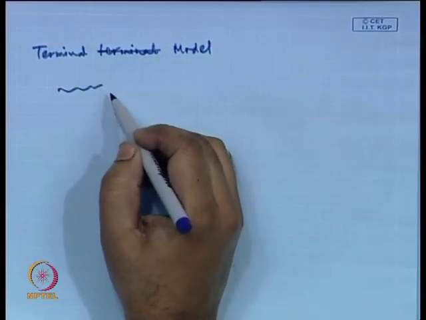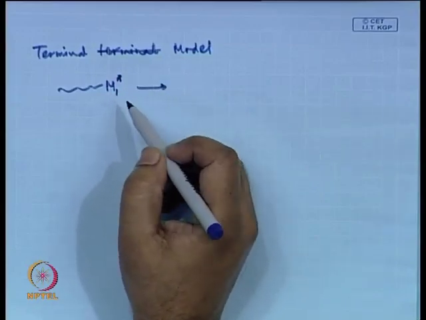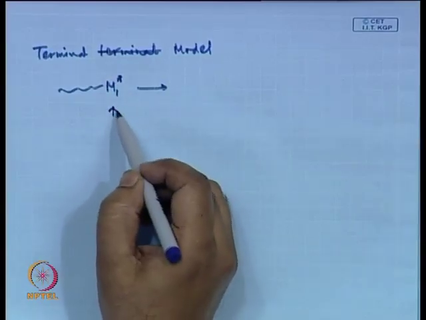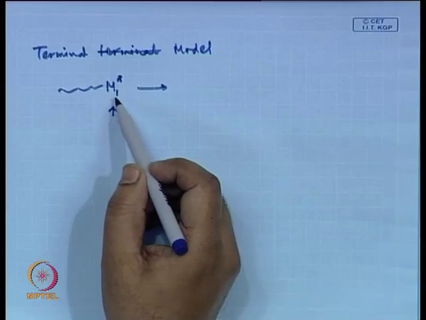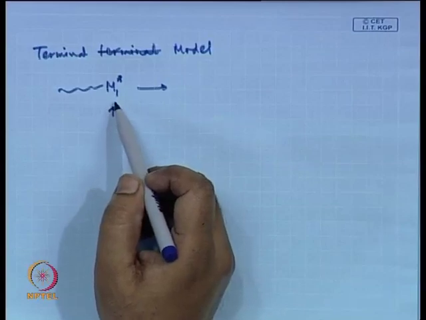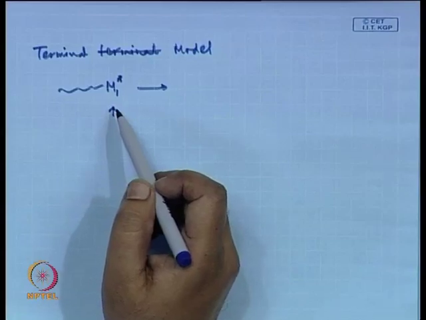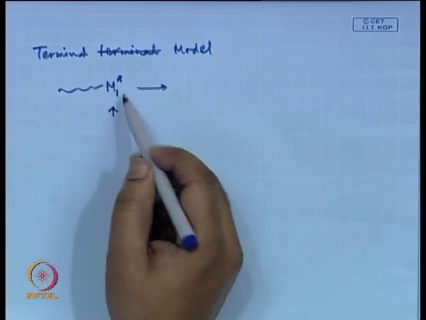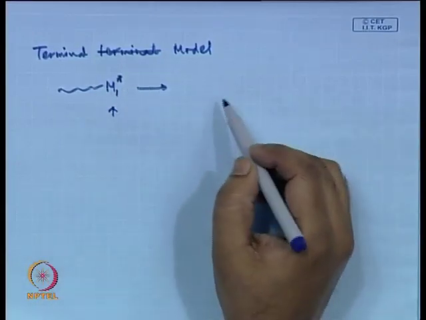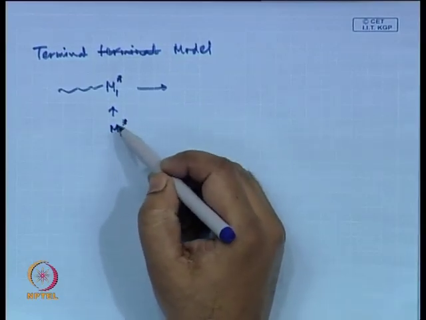Now, what does it say? It says that the reactivity of a propagating species only depends on the monomer unit which is present at the growing chain end. The chemical reactivity of the propagating chain in a copolymerization only depends on the monomer unit present at the end of the growing chain, which means that the chemical reactivity of this propagating chain will only depend upon the reactivity of the M1 group.